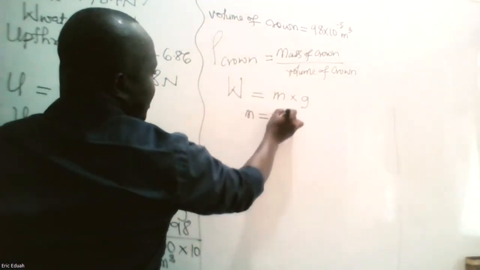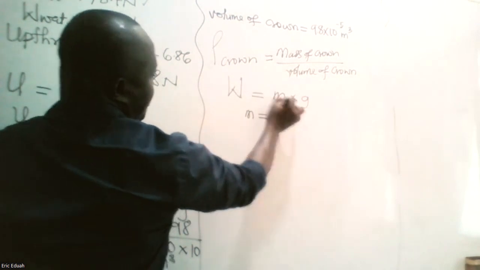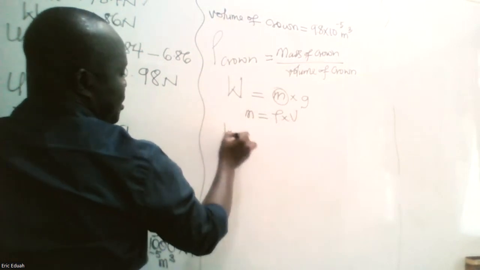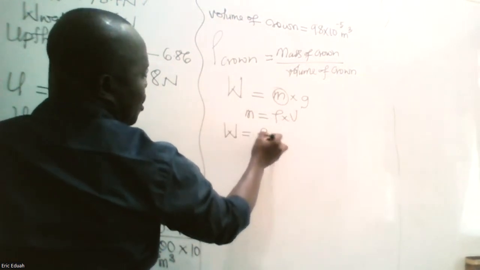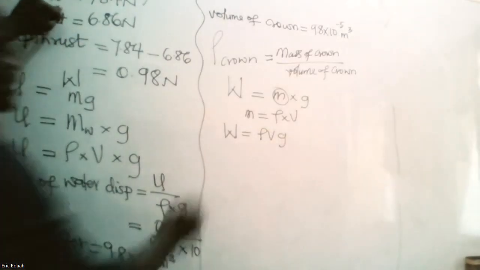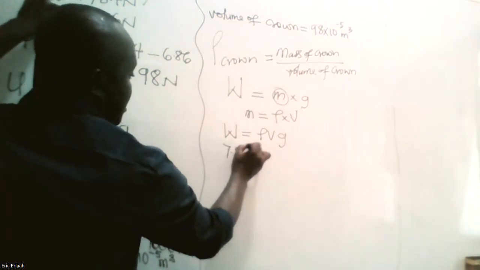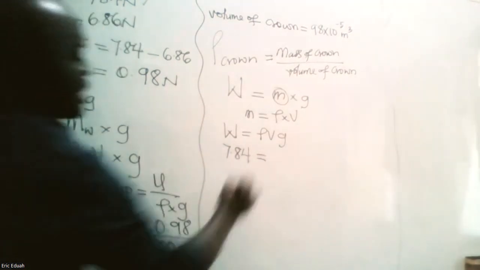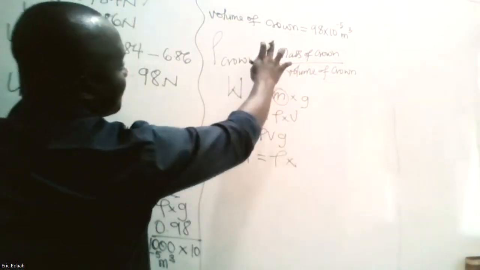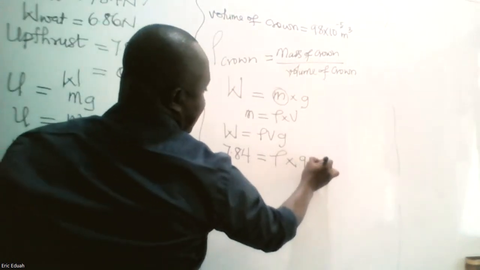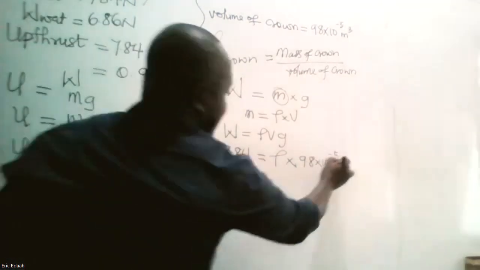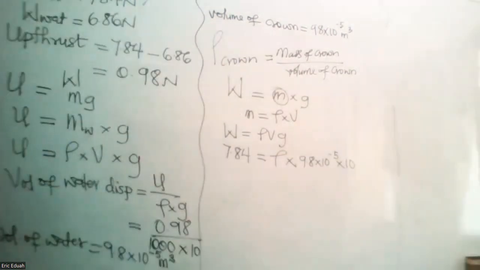Mass is equal to density times volume. So m is equal to rho V. Therefore, W would be equal to rho V g. I have the weight in air, which is 7.84. Density of the crown is what I'm looking for. Volume of the crown, I have 9.8 times 10 to the power negative 5. Gravity g is 10. Hooray, I can find the density.